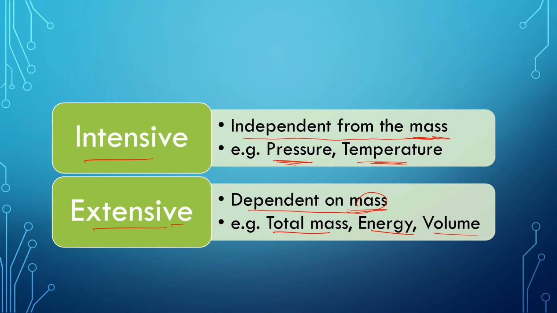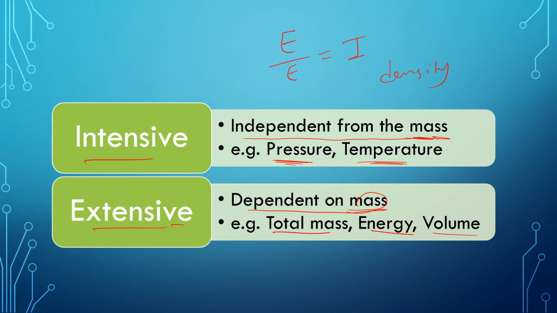Here I'd like to mention that if there is a ratio of two extensive properties, then the result is an intensive property, which is also called a specific extensive property. Like density is the ratio of two extensive properties, mass and volume. That's why it's called density. Density is an intensive property.